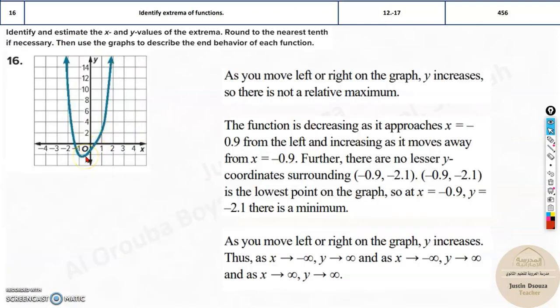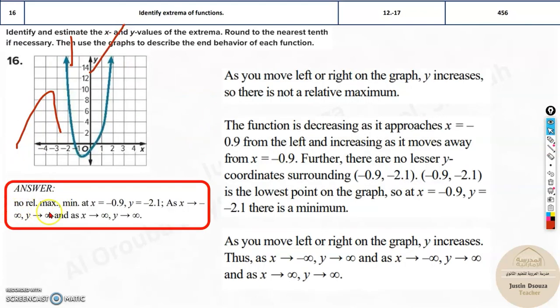Now, here, see over here. Is there any relative maximum? No, there is no peak. It's just going forever, right? No, there is no relative maximum. You should say no relative maximum, but there is a minimum point. This is the absolute minimum, or minimum.